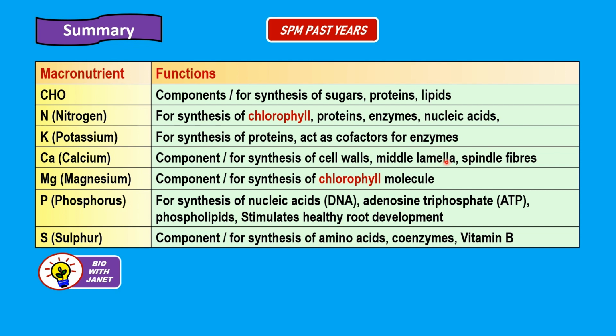Calcium is a component and is used for the synthesis of cell walls, middle lamella in the tissues, and spindle fibers in plants. Magnesium is a component, or it is used for the synthesis of the chlorophyll molecule. Phosphorus is used for the synthesis of nucleic acids such as DNA and RNA, adenosine triphosphate, ATP, phospholipids, and it also stimulates healthy root development. Sulfur is a component, or is used for the synthesis of amino acids, coenzymes, and vitamin B.